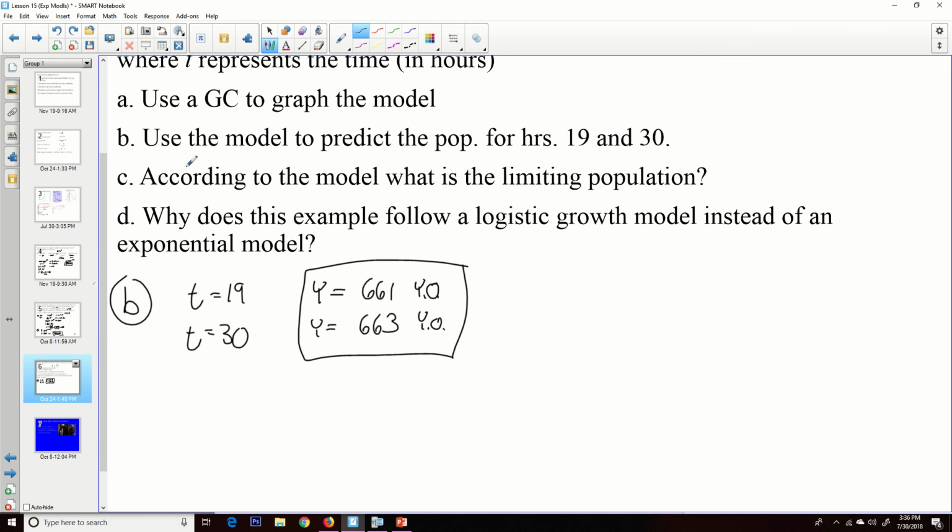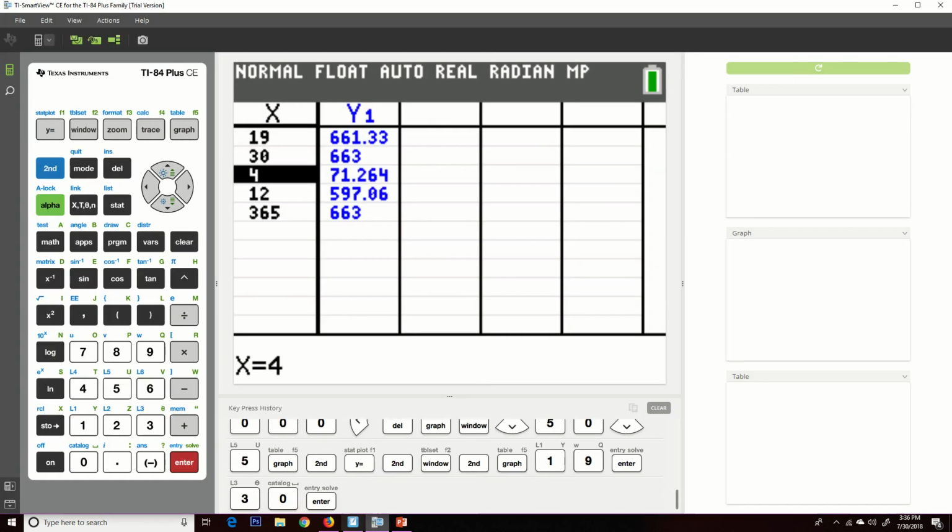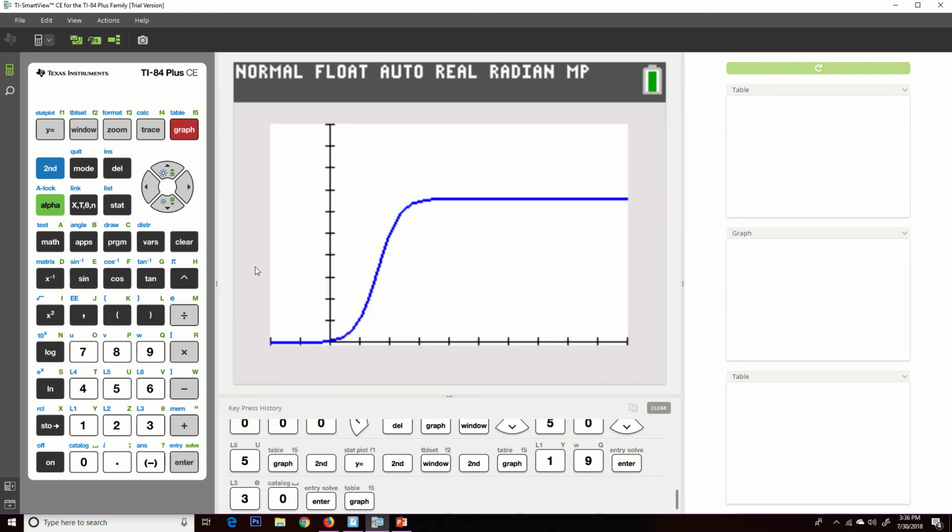All right, so according to the model, what is the limiting population? Well, let's look back at the graph here. 5, 10, 15, 20, 25, 30. At 30, we're almost at that flat line. 5, 10, 15, 20. Well, here's 20. At 20, we're almost at that line. So at 19, again, we're almost real close. And it looks like it's starting to flatten out and almost become a horizontal line.